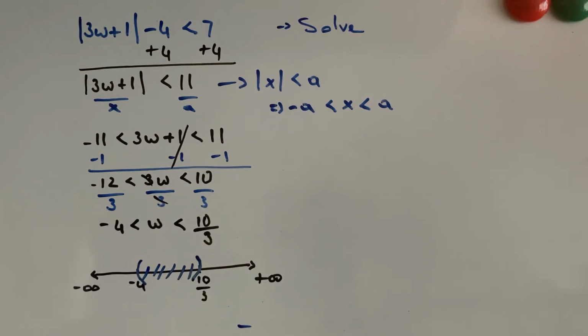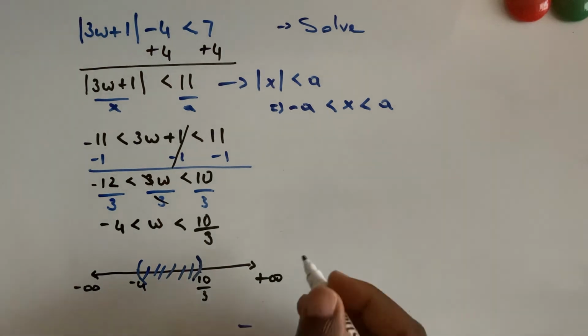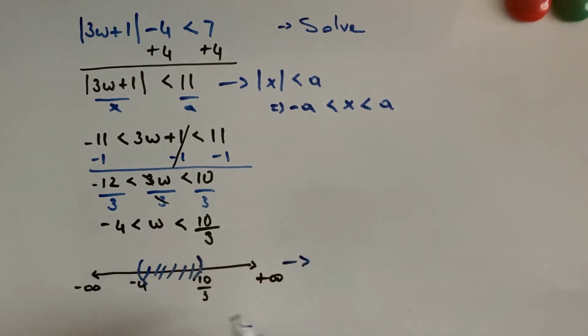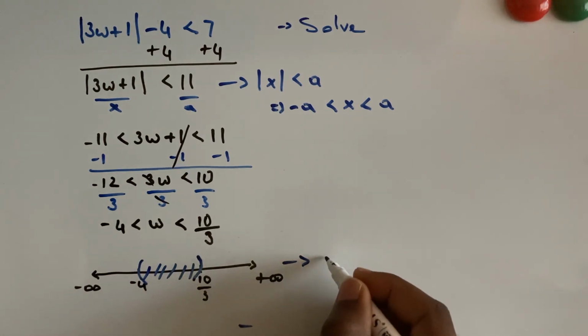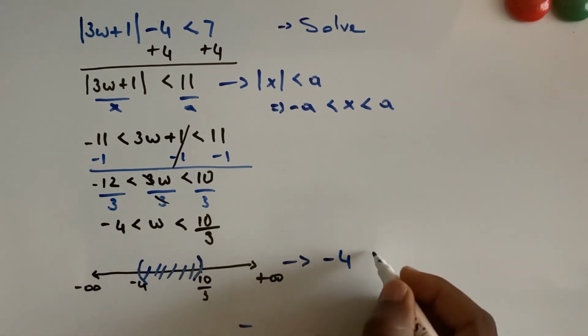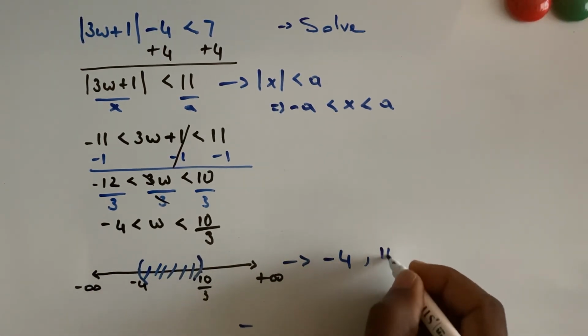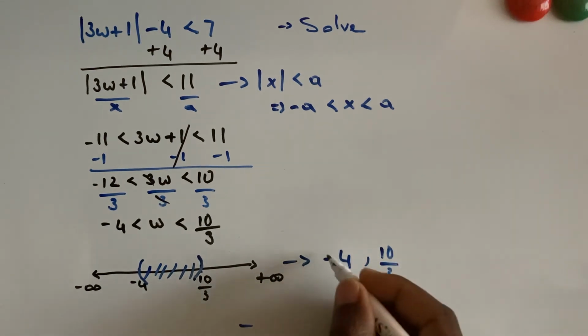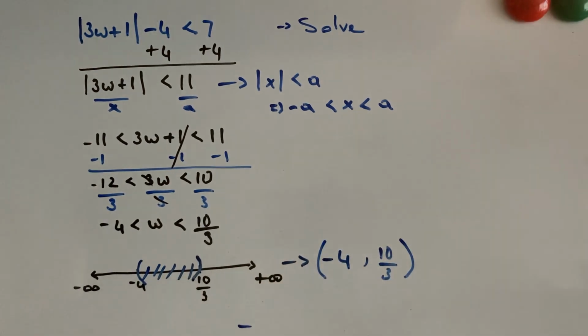And then we know that we can actually put the interval notation now as, so from negative 4 to 10 over 3. And we know we use parentheses. So this is the solution. From negative 4 to 10 over 3. Those are the values for the solution.